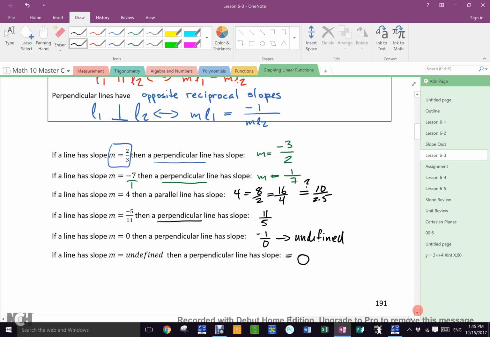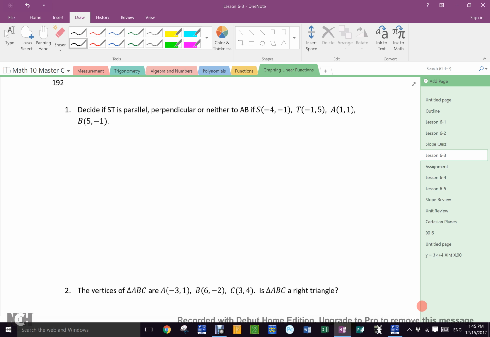All right, let's put it into practice, shall we? The question asks you to tell me, is ST parallel to AB? Is ST perpendicular to AB? Or is ST nothing to AB? What is the measurement that tells me parallel, perpendicular, or nothing? What is it that I need to compare? The slopes. Now I want to stop you for a second. How many times and in how many different ways have we used slope this year? A lot, haven't we? How important do you think it is to the rest of your math career?